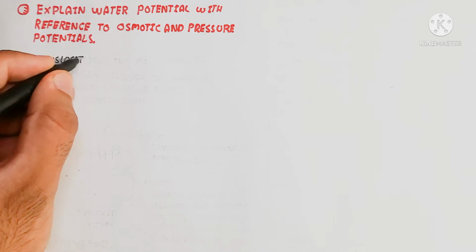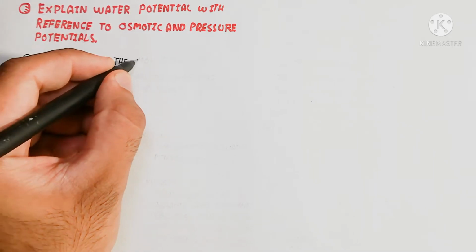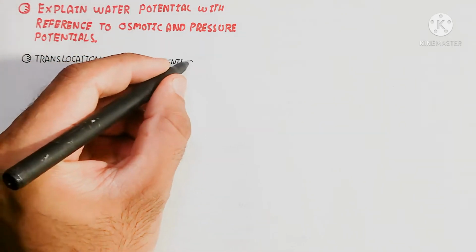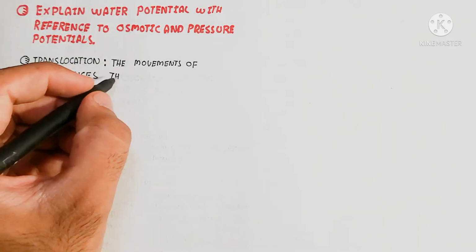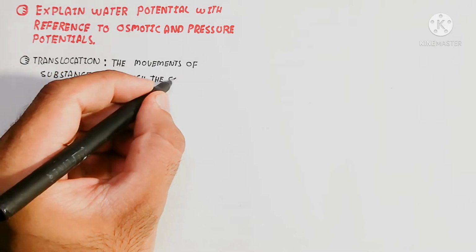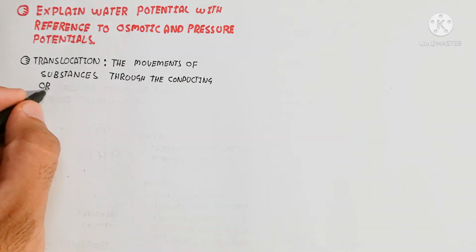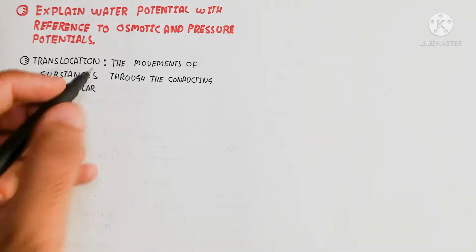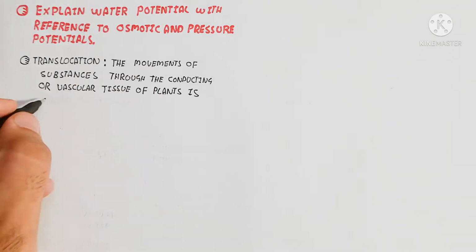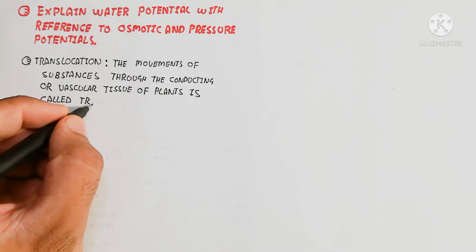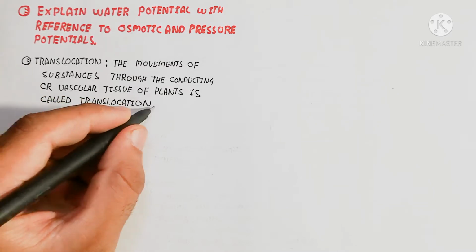So first of all, let's begin to understand translocation. Trans means change, location means place. Translocation is the movement of substances through the conducting or vascular tissue of a plant. It means the movement of substances from one place to another is known as translocation.